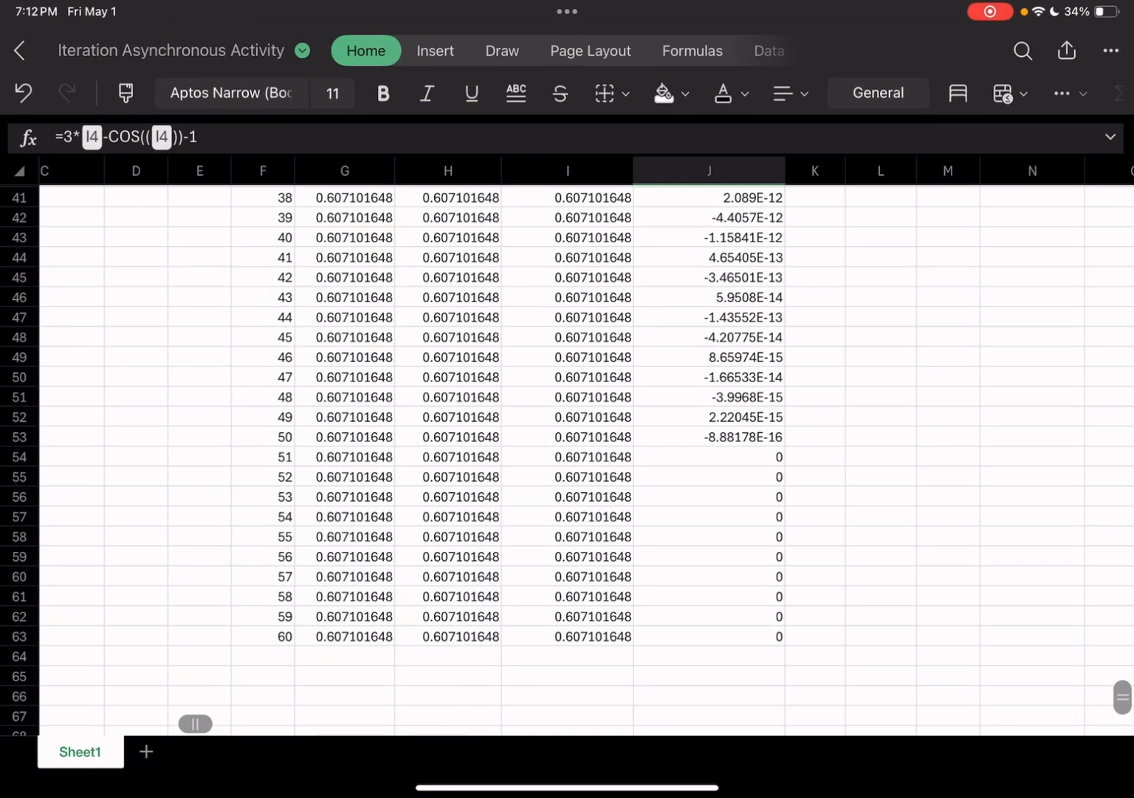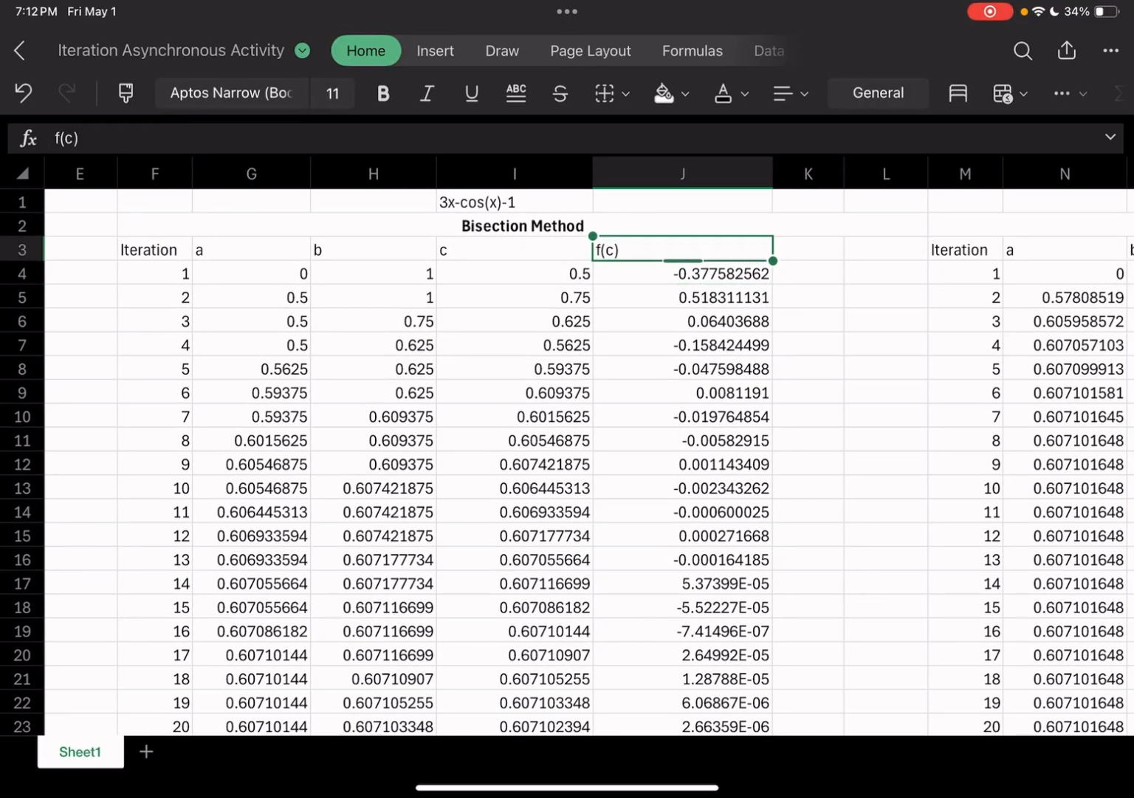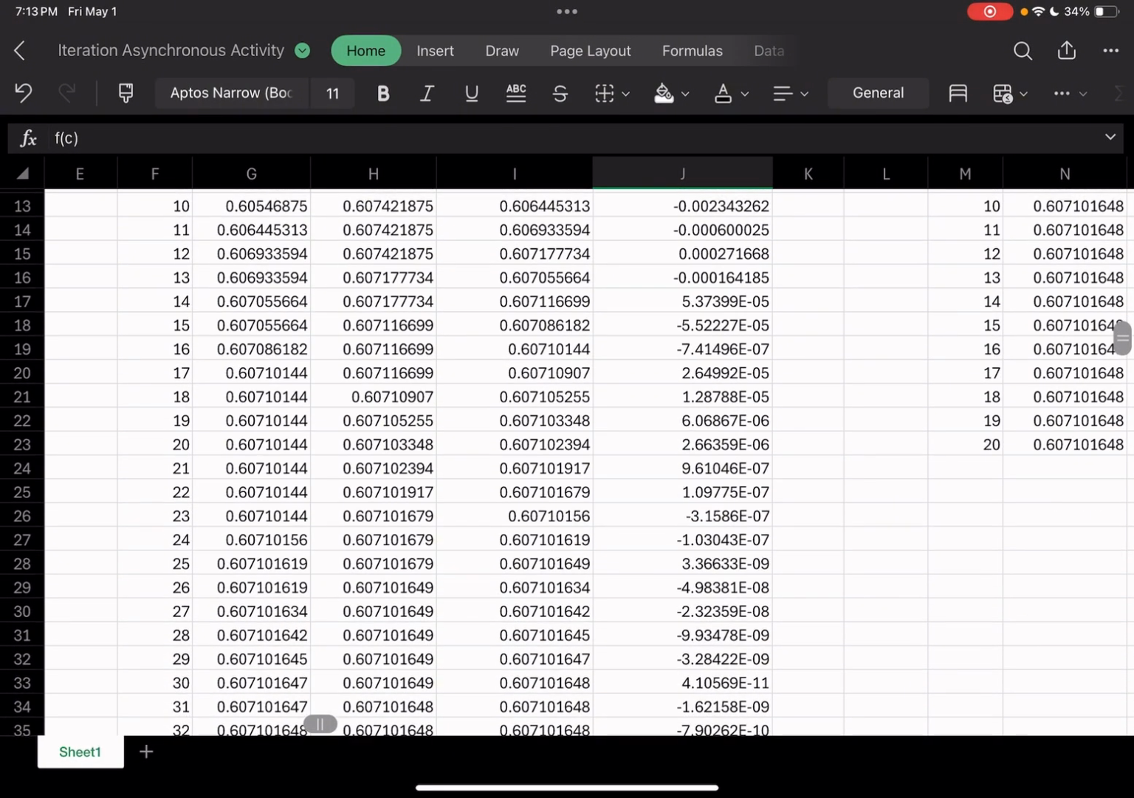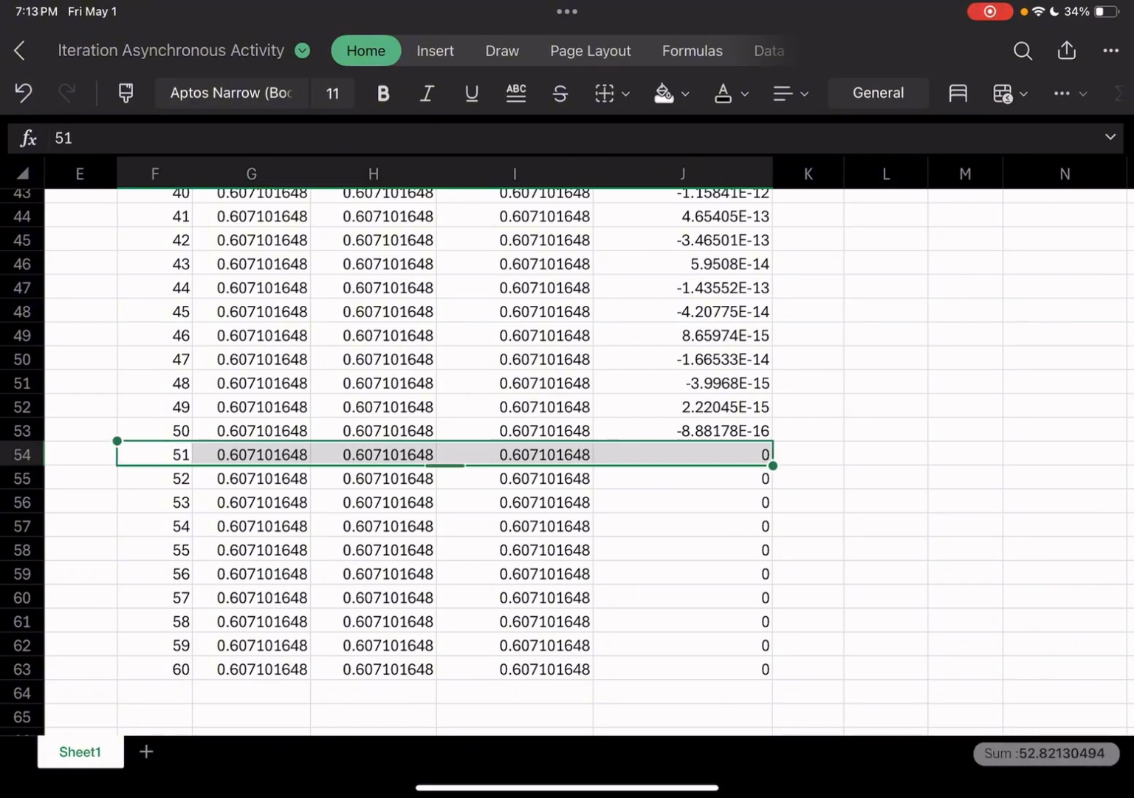Right here, for the bisection method, since we need to equate this to 0, we need to find the root by iterating until f of C is equal to 0. After the 51st iteration, the f of C is already equal to 0. So that means this will be our root.